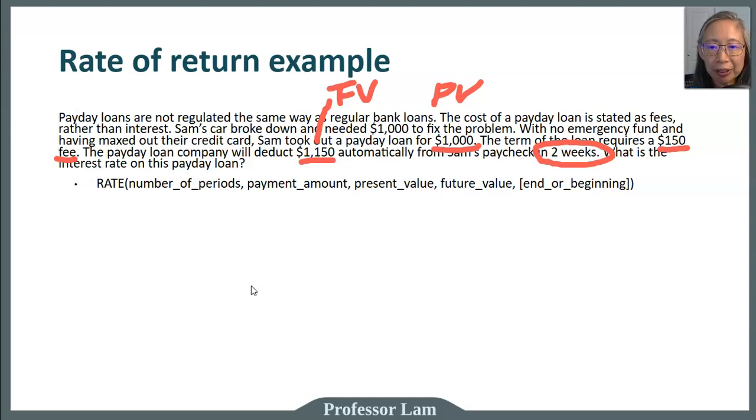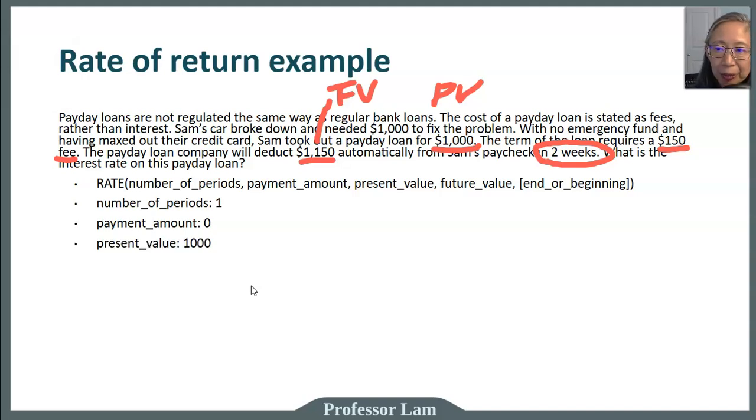We'll use the rate function. The number up here is 1, so it's just one time. Remember, interest is computed at the end of each time period, so it's computed once. There's no additional interest. It's just $150 at the end of 2 weeks. The compounding frequency here is bi-monthly, or every 2 weeks, and it's actually 26 times per year. The payment amount, this annuity payment, is 0. You just have two numbers, present value and future value.